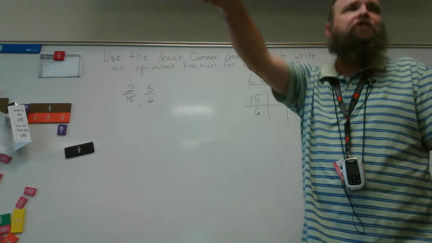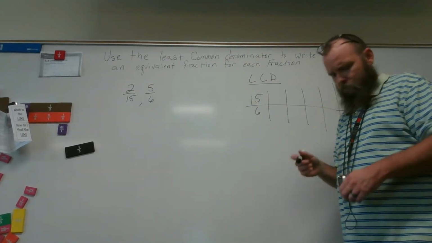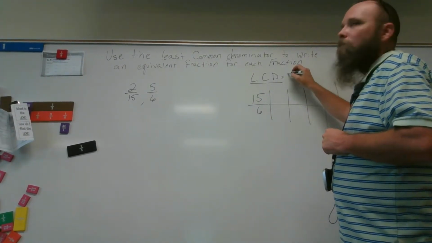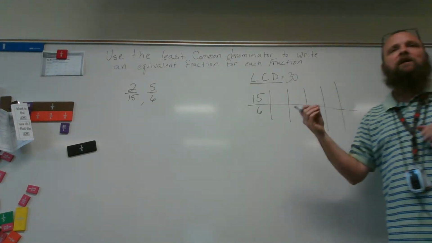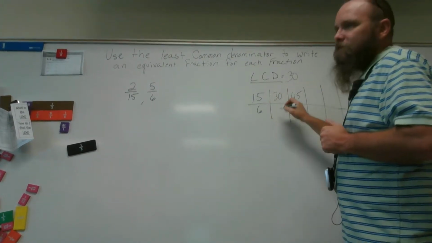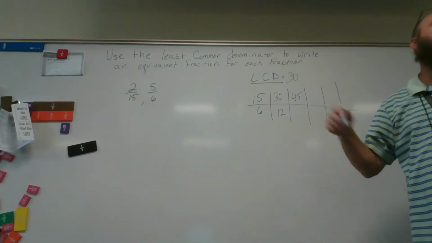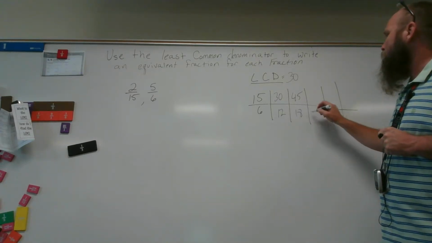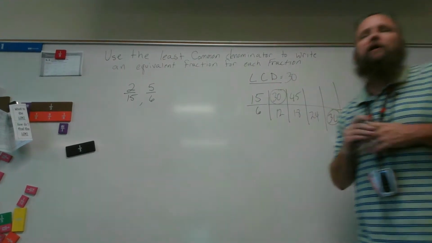Kristen's got this because I checked what he did. Kristen, what did you have as the least common denominator? Good. So, Kristen found the least common denominator of 30. Because 15 times 2 is 30. 6 times 2 is 12. Why you don't know how to do this when I call on you is because you're not looking. But 6, 12, 18, 24, 30. So my least common denominator is 30.